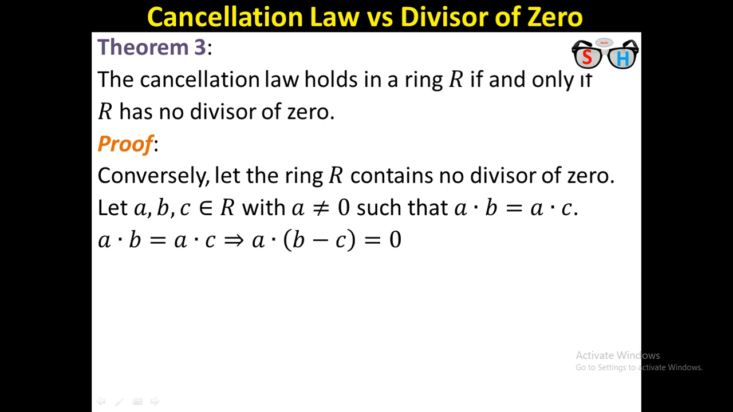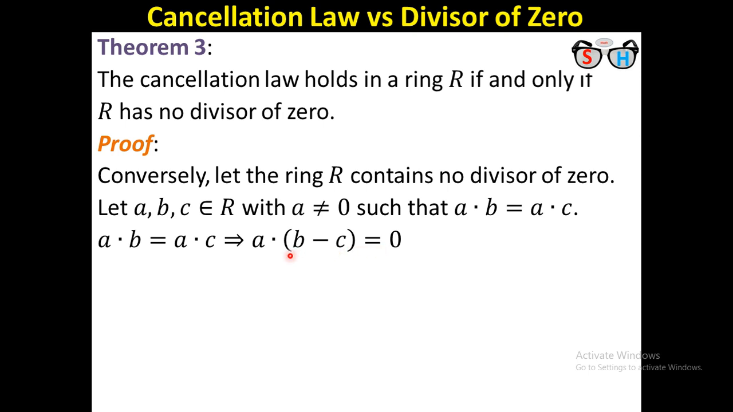Here you see that A is an element and the element in the bracket is an element. The product of those two elements is 0. We know that A is non-zero. Now our question is, is B minus C 0 or non-zero? If B minus C is non-zero, then A is non-zero and B minus C is also non-zero. Therefore, the multiplication of those two elements is 0. So this contains a divisor of 0, but it is not possible.